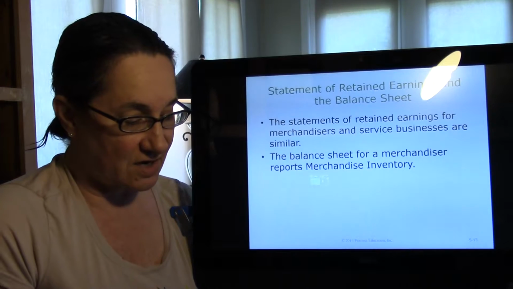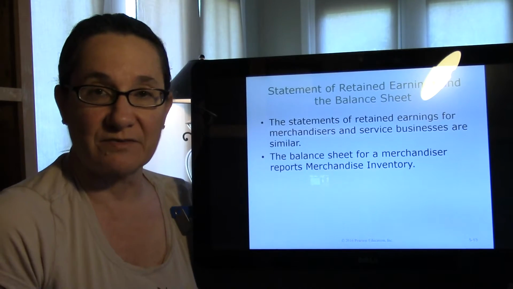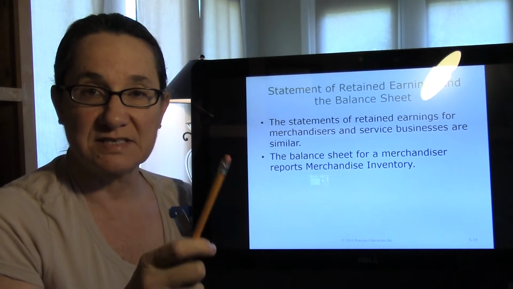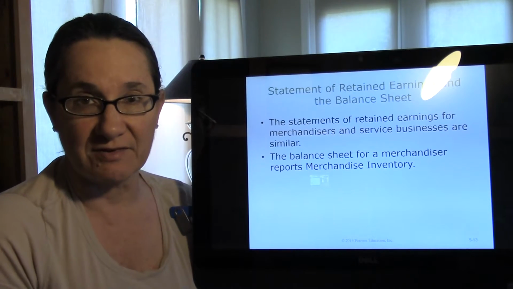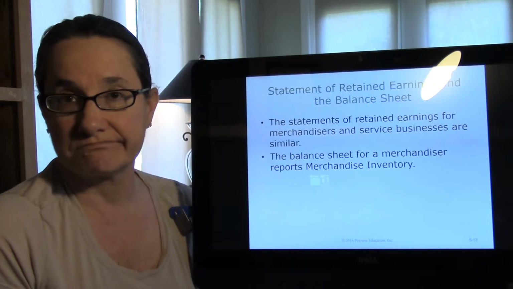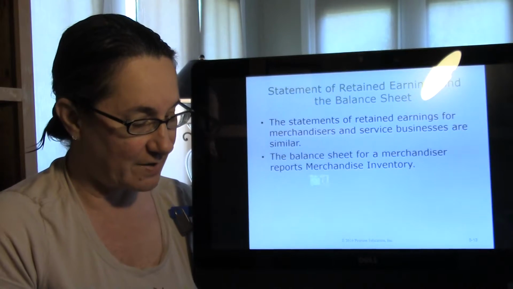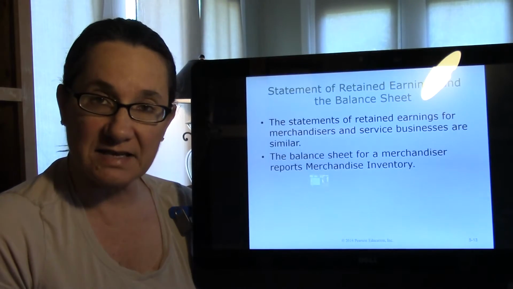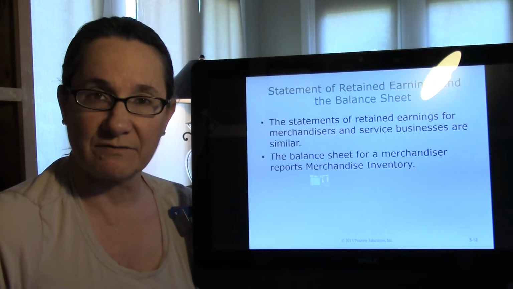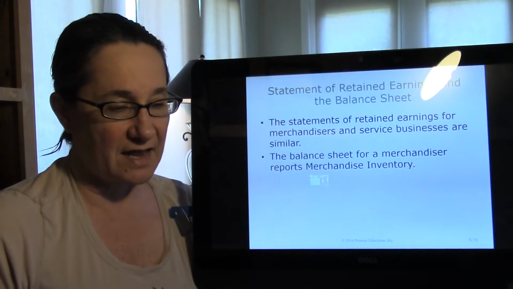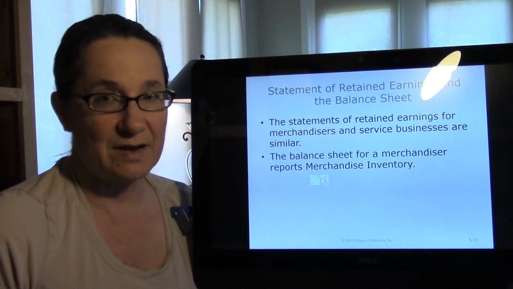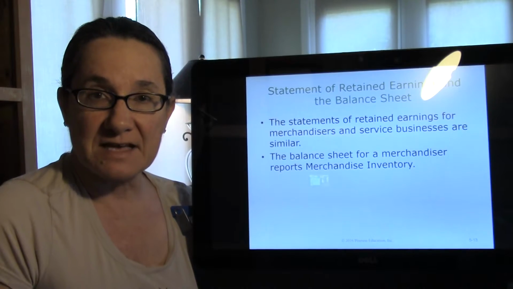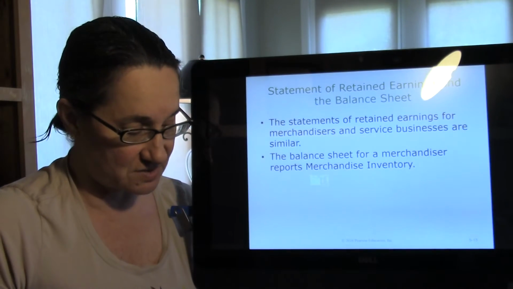The statement of retained earnings is the same. There's really no difference. Beginning retained earnings plus net income minus dividends equals your ending retained earnings. There's no change on that. And the balance sheet, we've already looked at the current asset portion back in the first video for this chapter. You may recall all we do is add merchandise inventory as a current asset. So the balance sheet looks pretty much the same.